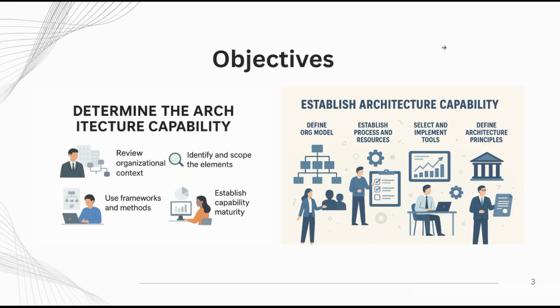Objectives. What are the objectives in the preliminary phase? There are two major objectives. The first one is to determine the architecture capability, where we determine what the current architecture capability is, and then we will be establishing the architecture capability for our target architecture.